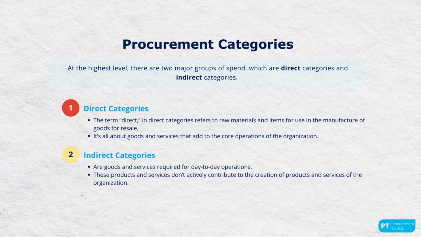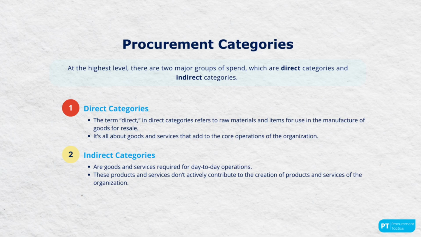Direct categories. The term direct in direct categories refers to raw materials and items to use in the manufacture of goods for resale. It's all about goods and services that add to the core operations of the organization. They are vital components of the business and are usually acquired in large amounts and valued highly, which is why suppliers for them tend to be well trusted by the organization.